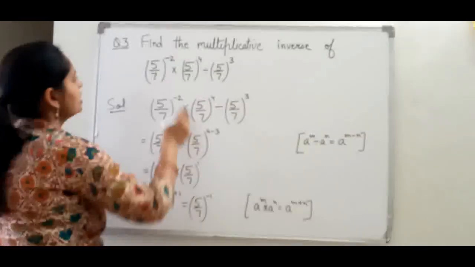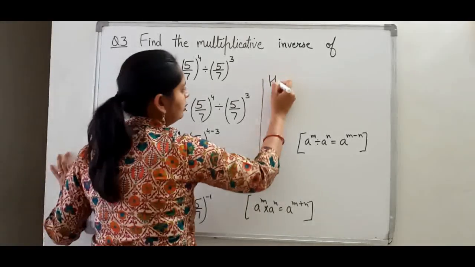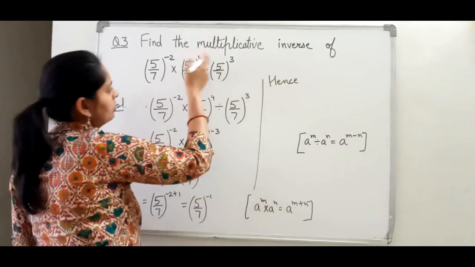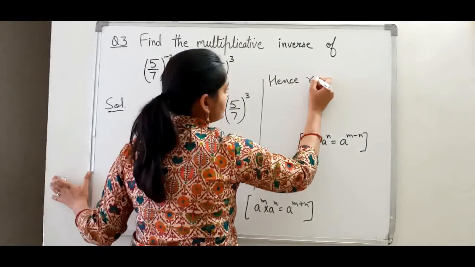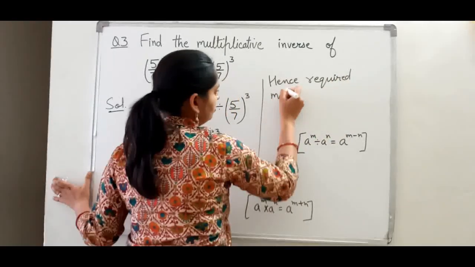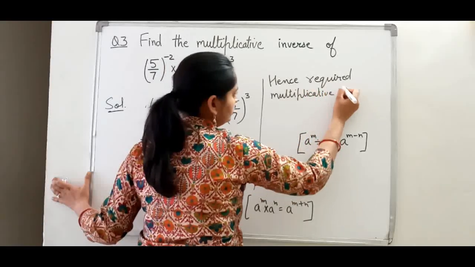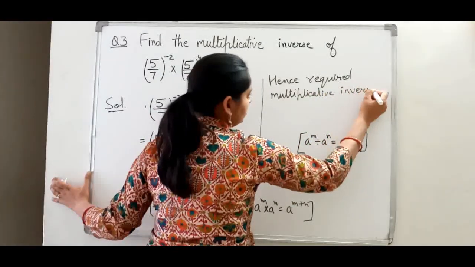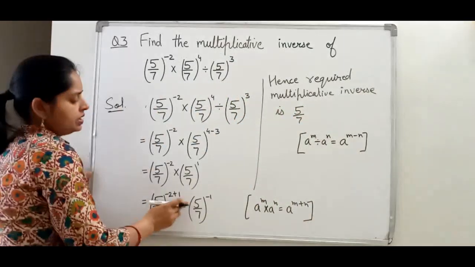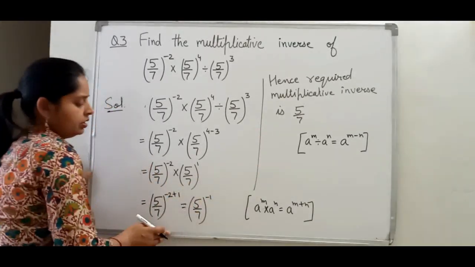And the question is asking for the multiplicative inverse of this. Hence, the required multiplicative inverse is how much? 5/7. See, we have (5/7)^(−1). What will be the multiplicative inverse of this? 5/7 with positive sign. Okay.